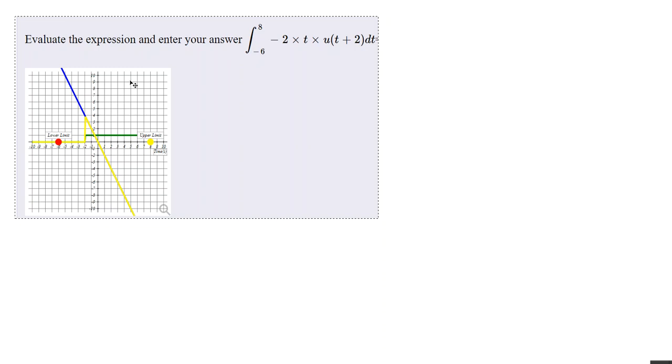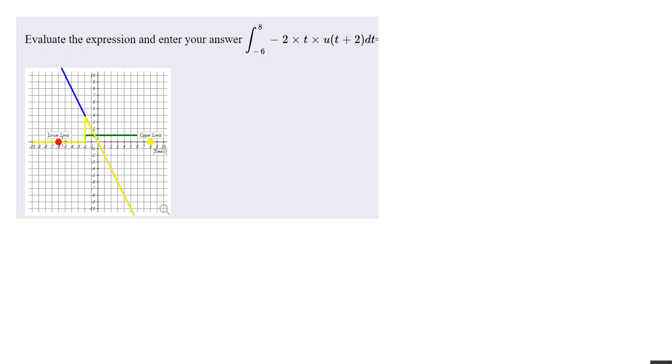Let's do one of these integration problems. First thing you do is try to figure out, intuitively, where we're at. And you can see that we're integrating t, but it's multiplied by a step function that's active at -2. So the green line is the step function, -2t is this line here, and when they're multiplied together, we have this yellow line. So that's actually what we're trying to integrate.